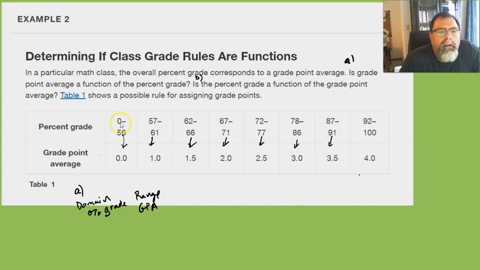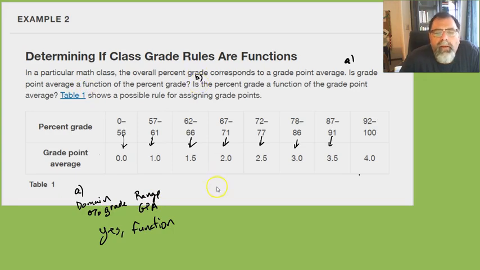So if you think about it, if you did 0, 1, 2, 0 would be 0.0, 1 would be 0.0, 2 would be 0.0. So even though this represents a bunch of items, each individual item will get assigned to just 0.0. Same thing for this range, and so on. So that one would be yes, that's a function. GPA is a function of percent grade.